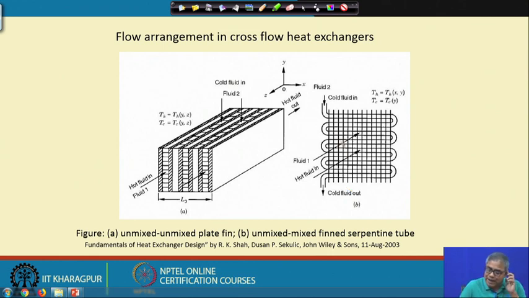So, here what will happen, the cold fluid is passing through this, and cold fluid will come out ultimately with some higher temperature. So, here we will have more or less uniform temperature of the cold fluid, but the hot gas which is passing through the fin passage is not mixing, that means one gas stream is not mixing with the other gas stream. So, on the other side we will have some sort of a distribution of the hot fluid temperature. So, this is very important.